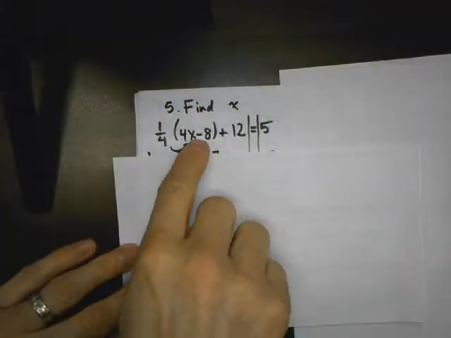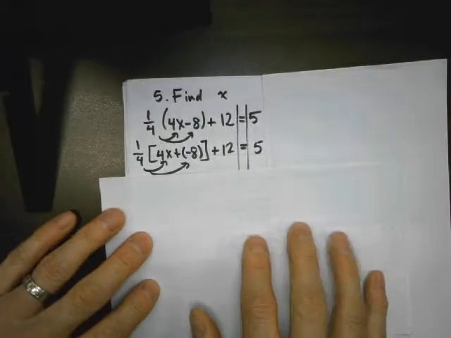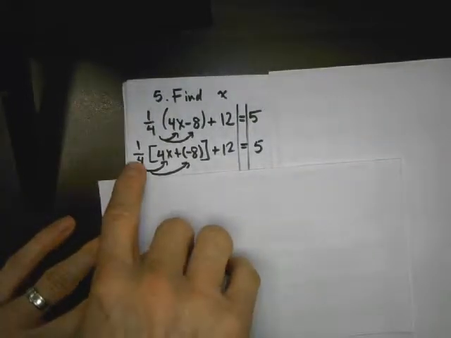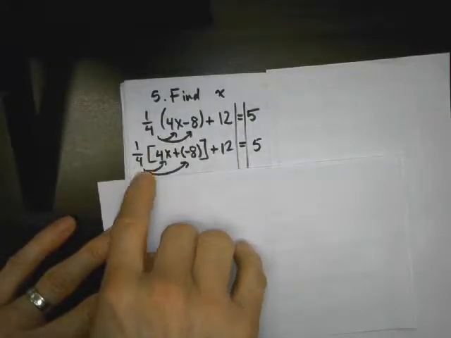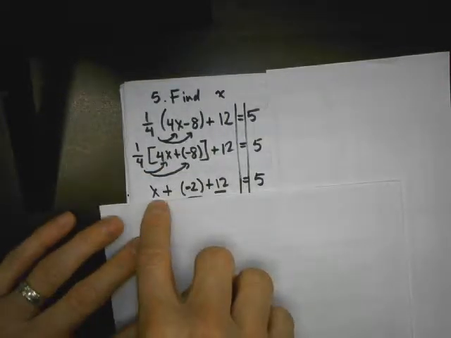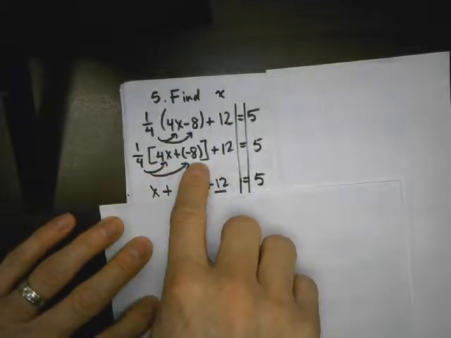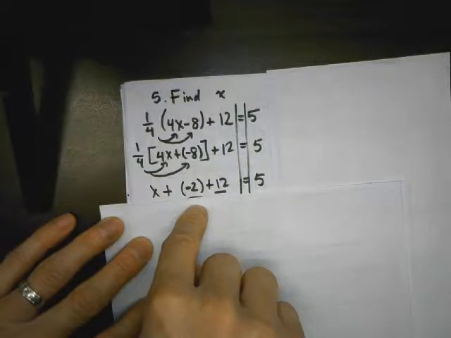We have subtraction there. We want to do the rule for subtraction. It just helps with our multiplication. Also makes it so we can use teams. I go 1/4 times 4x. Well, if it's 1 over 4, it's like dividing by 4, right? 4 divided by 4 is 1. 1x is just x. So 1/4 of 4x is x. Same thing with negative 8. What's negative 8 divided by 4? Negative 2. So I distributed.